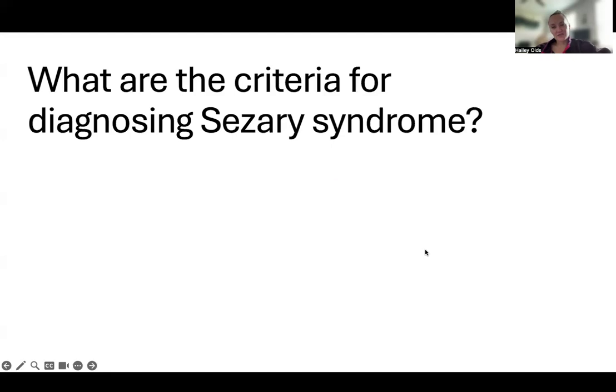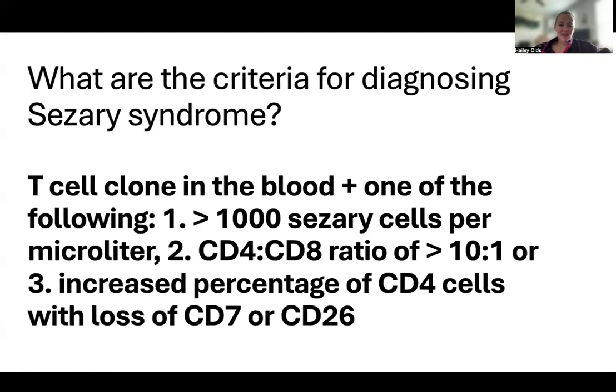What is the criteria for diagnosing Sézary syndrome? So the main thing is that you need to have T cell clones in the blood, and then one of the following. So over 1,000 Sézary cells per microliter, a CD4 to CD8 ratio of 10 to 1, or an increased percentage of CD4 cells with the loss of CD7 or CD26. So I feel like the main one that they test about is the over 1,000 Sézary cells per microliter. That's the main thing that I've seen when I've done practice questions.